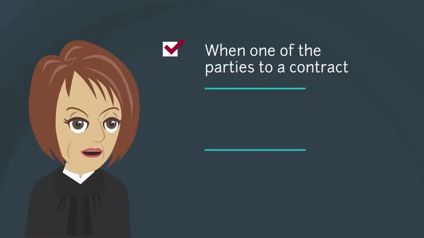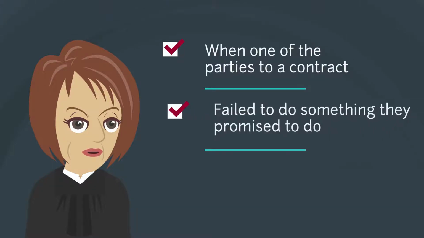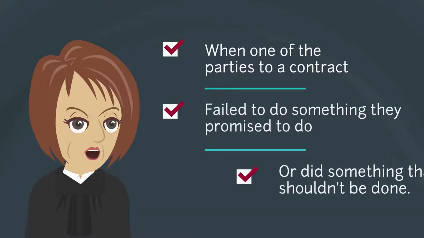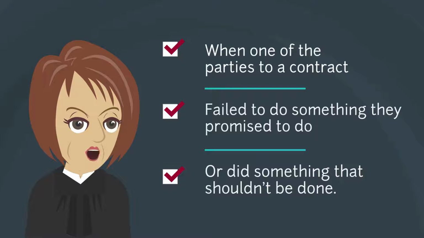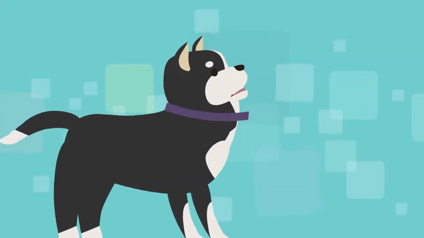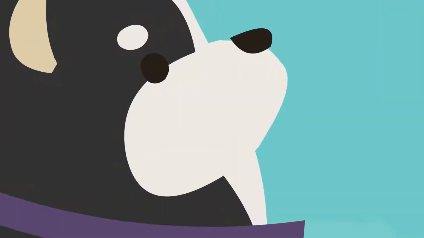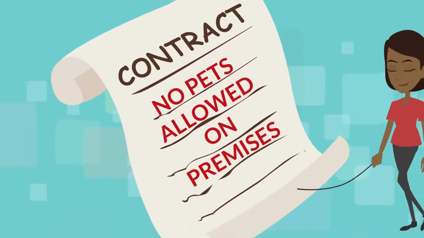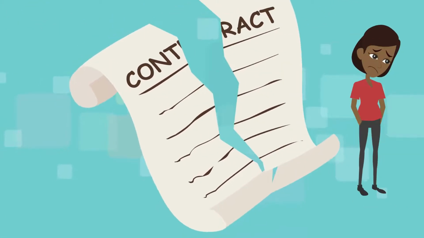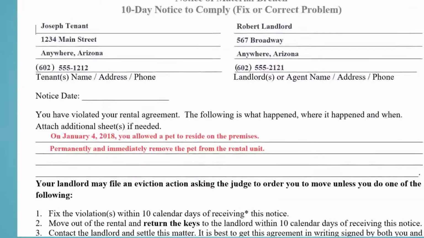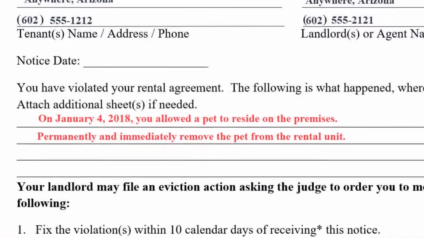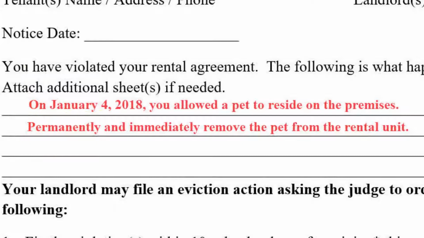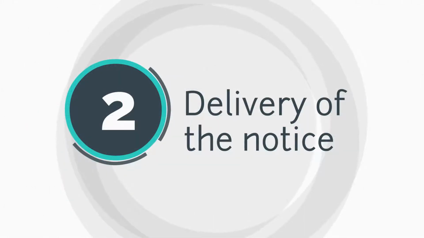A breach happens when one of the parties to a contract, here a rental agreement, has failed to do something they promised to do, or did something that shouldn't be done. For example, if a tenant allows a pet to live on the premises when the rental agreement indicates that pets are not allowed, that's a breach of the rental agreement. The notice must tell the tenant specifically what the alleged breach is and what needs to be done to correct it. Let's talk about the second requirement.